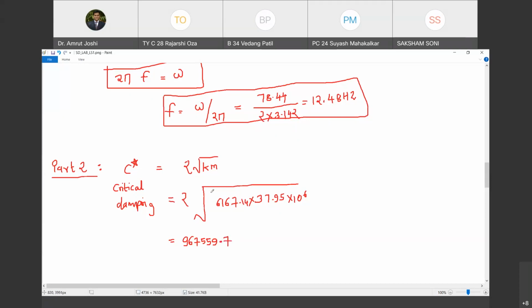And now let us try to figure out what is the unit. Till now, I never asked in the theory class what could be the unit of critical damping. So let us work out what is the unit of critical damping. So 2 is a unitless quantity. What is the unit of K? It is Newton per meter. What is the unit of mass? It is kg. And this entire thing sits in a square root.